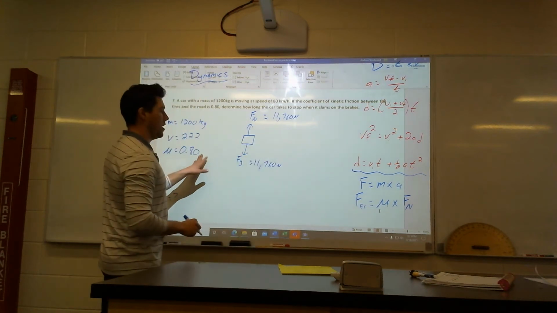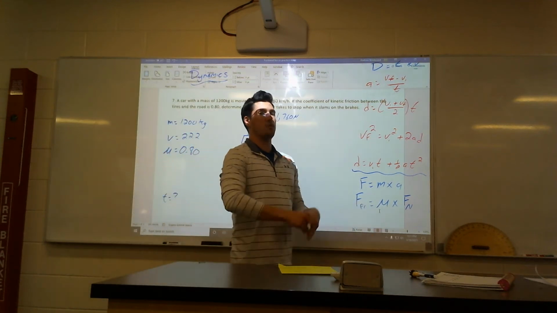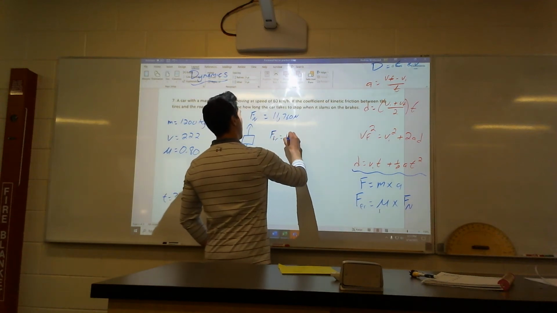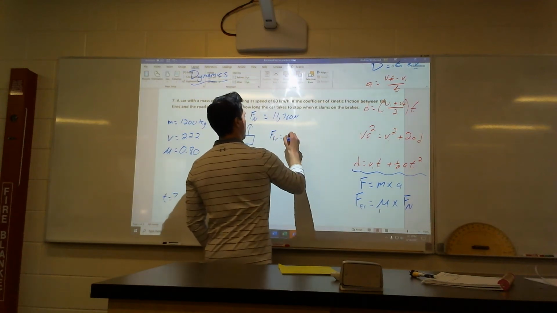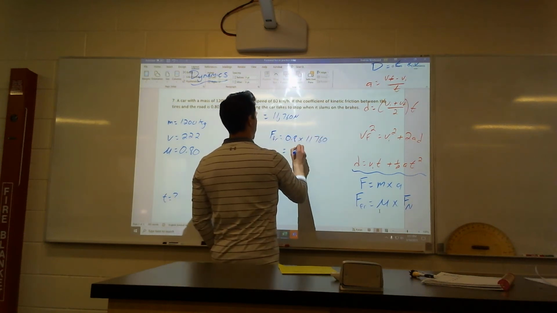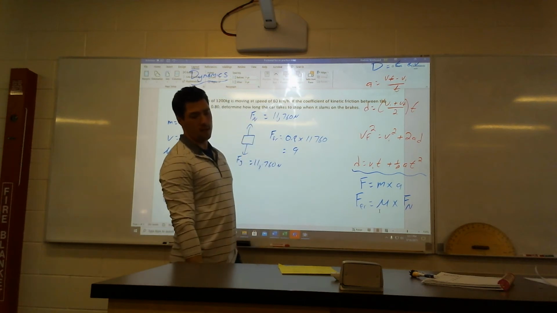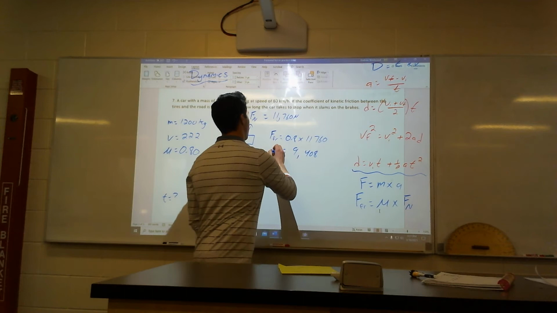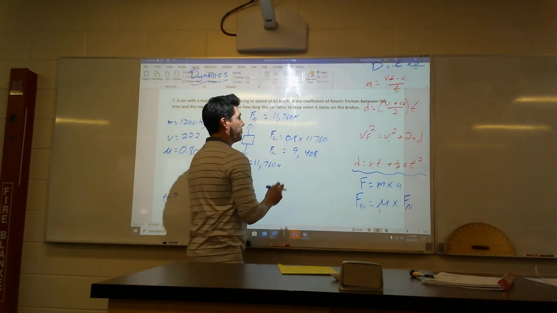Now I can take that force normal. I have my mu, my coefficient of friction. I can find how much friction force there is. Friction force. Well, let's put the mu first. 0.8 times 11,760 gives the answer of 9,408. So that is my friction force. And actually, that's my only force.